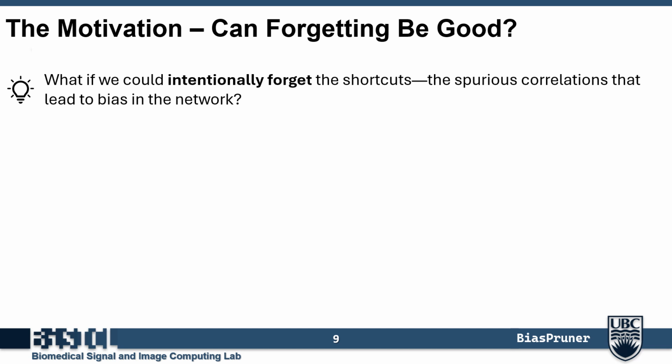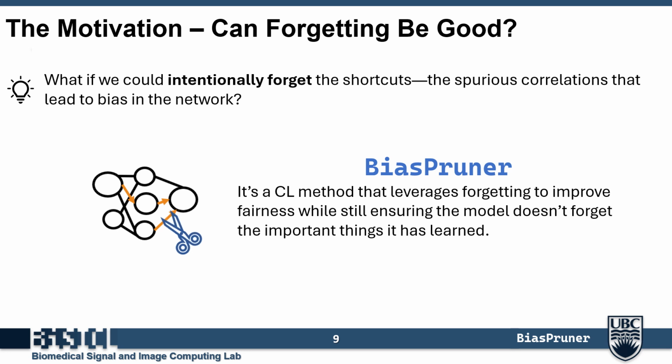And here comes our motivation. What if we thought about forgetting differently? Instead of always asking, how can we stop forgetting? Let's ask, can we use forgetting to our advantage? What if we could intentionally forget the shortcuts in the network, those spurious correlations that lead to an unfair model? In this case, forgetting could actually help improve fairness by removing the parts of the model that are responsible for biased decisions. And here comes our BiasPruner.